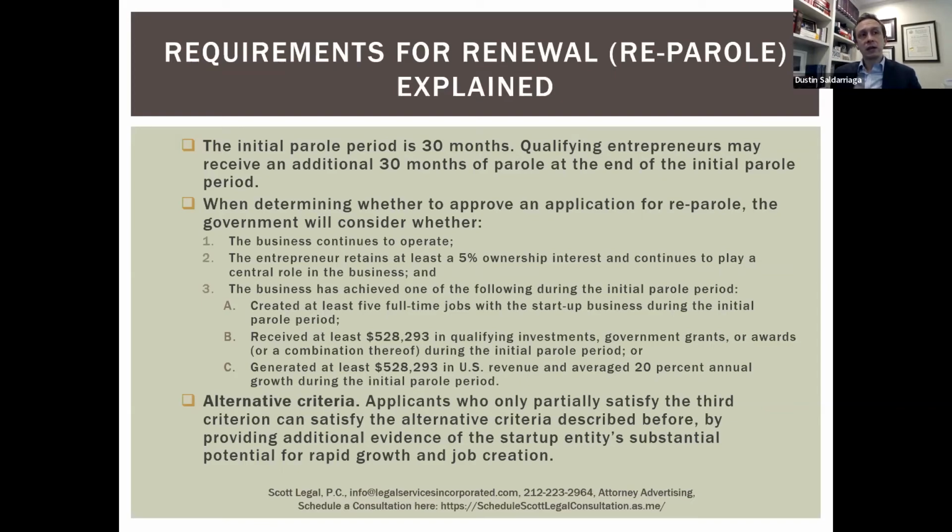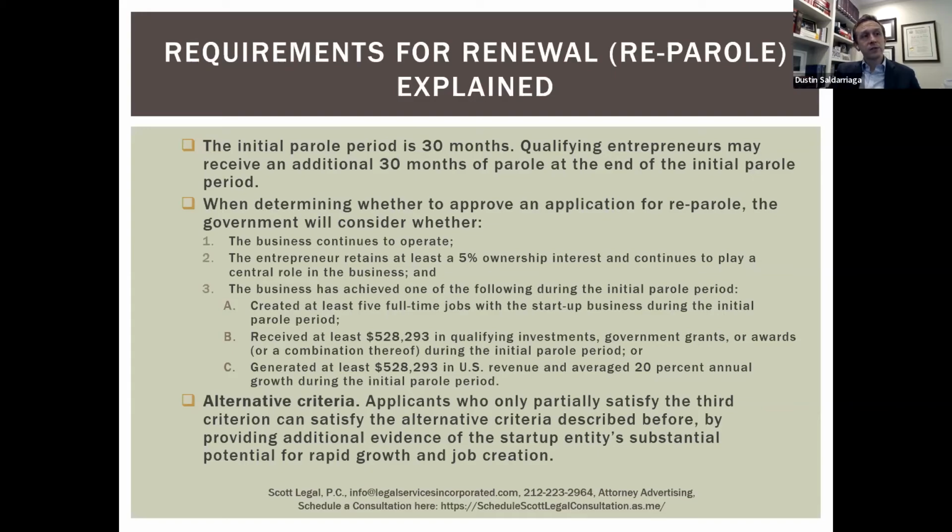If you remember, the initial percentage they had to own was 10%. So it's 10% for initial parole, it's 5% for re-parole. And once the individual gets initial parole, it is okay for their ownership share to drop below 10%, but it always has to be above 5% if they want to apply for re-parole. So they can sell equity in the business. They just need to make sure that that ownership share never drops below 5% during the initial parole period.